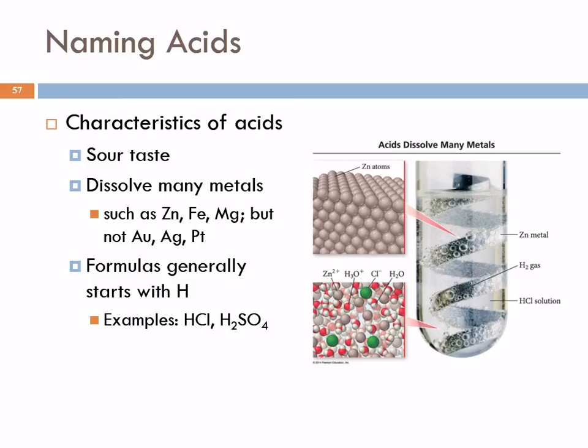Characteristics of acids, they have a very sour taste. A lot of the foods that we eat have acids in them. That does not mean that they're dangerous. Your stomach is full of acid. And if it wasn't, you'd have a hard time digesting your food, and your body wouldn't work properly. Acids can dissolve many metals, but not all metals. And their formulas generally start with H. Here's our friend HCl, and here's another one, H2SO4. Starting with an H tells me it's an acid.